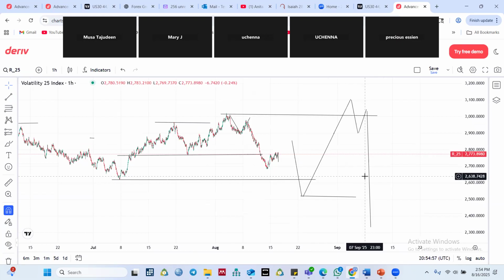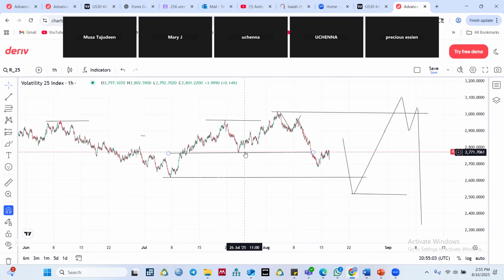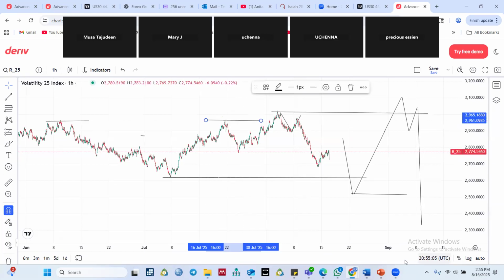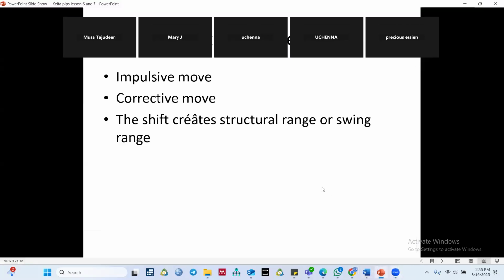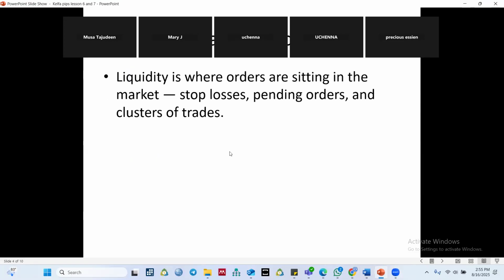So that's why it is important. The most important concept that we need to learn is mastering structure, understanding structure, both within structure and then external structure. And once we get that right, we have the impulsive move, the move that breaks structure, the corrective move, that is the pullback to give us the opportunity to continue the trend. And then once we have that break of structure, we get a structural range or a swing range created.